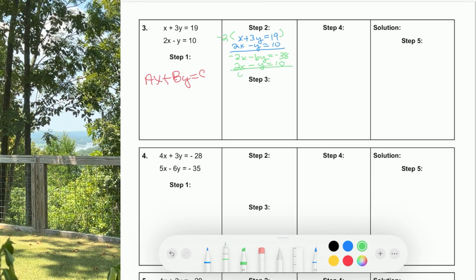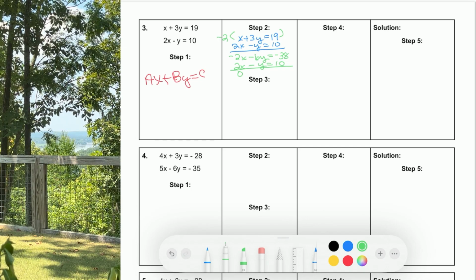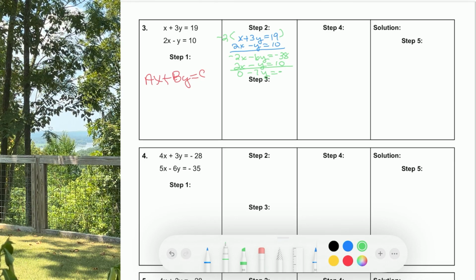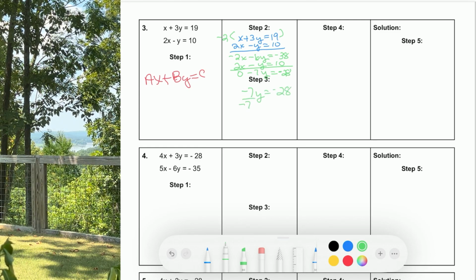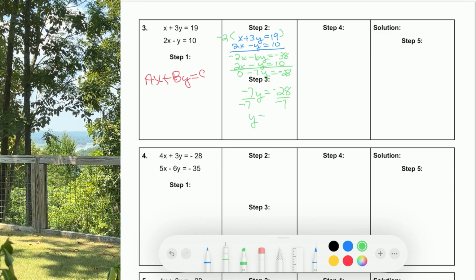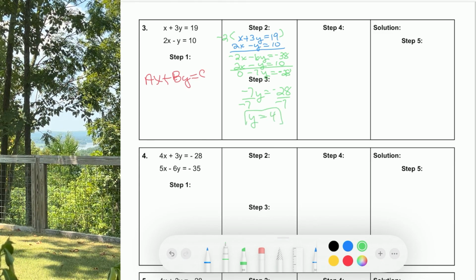My x's cancel out and I get 0. -6y plus a -y is a -7y. And -38 plus 10 is a -28. Go to step 3 and solve for y. So I'm going to divide both sides by -7, and I get y equals 4.